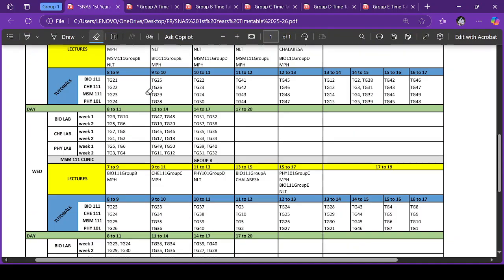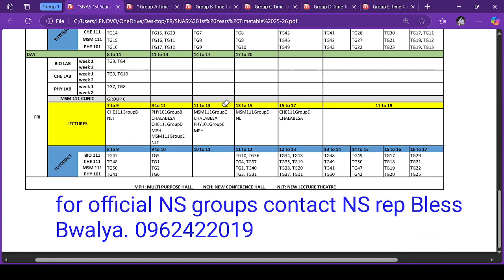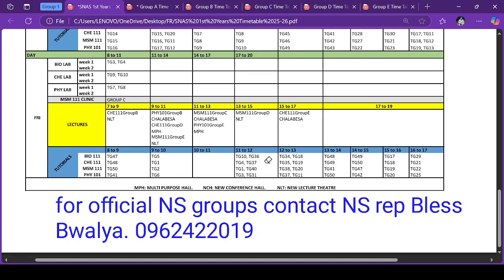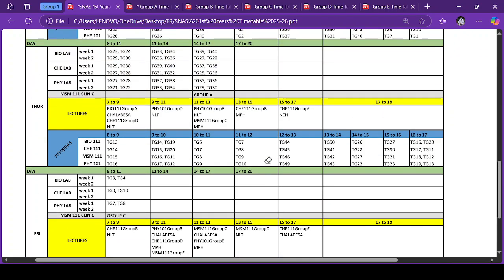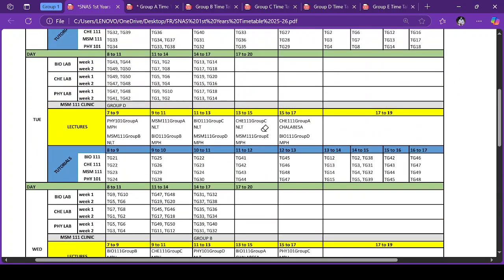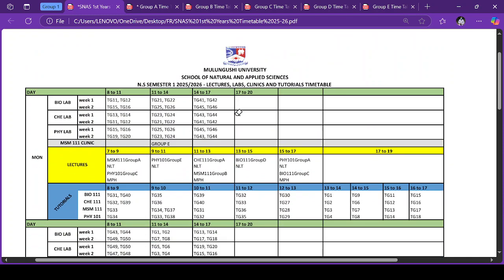So don't focus on this. Who told you to look at this? For more queries, you contact the NS rep. On this line, you can just take a screenshot or just write it down. You contact him. Don't focus on this for now. You are just confusing yourself.